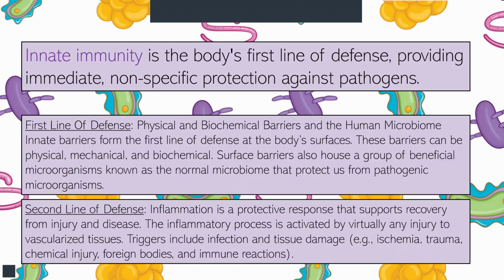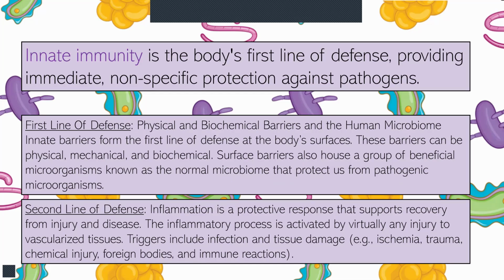In the first line of defense, physical and biochemical barriers and the human microbiome, innate barriers form the first line of defense at the body surfaces. These barriers can be physical, mechanical, and biochemical. Surface barriers also house a group of beneficial microorganisms known as the normal microbiome that protect us from pathogenic microorganisms.